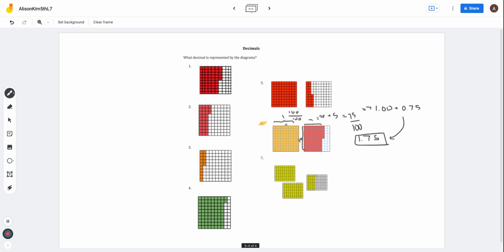So for this one, just remember that this whole box is 10 by 10, so it's 100, which is basically just 1. And the ones that are not filled up all the way, that's going to be your decimal.